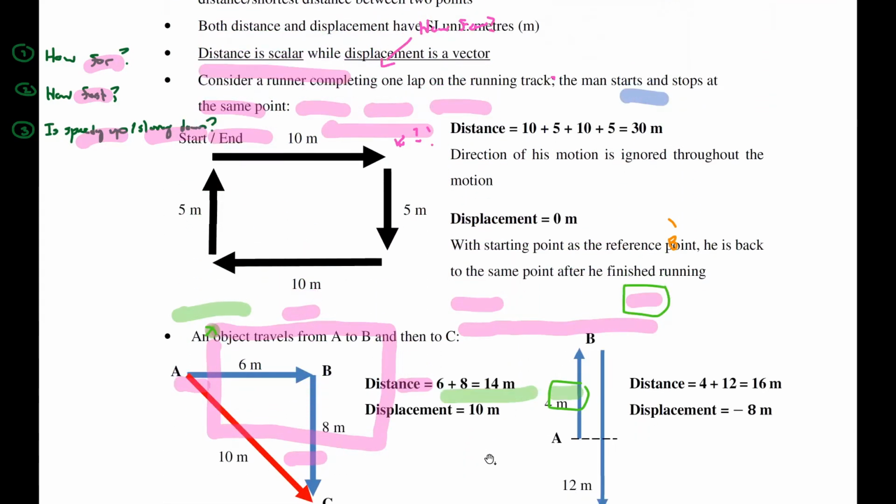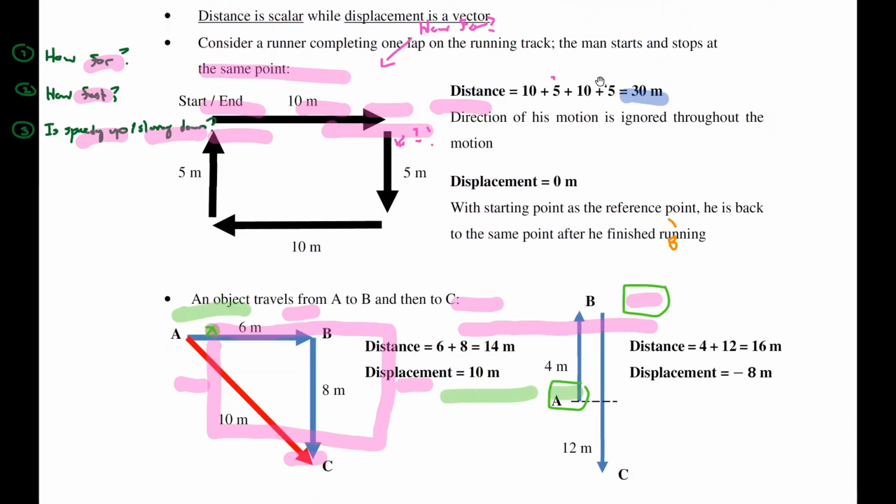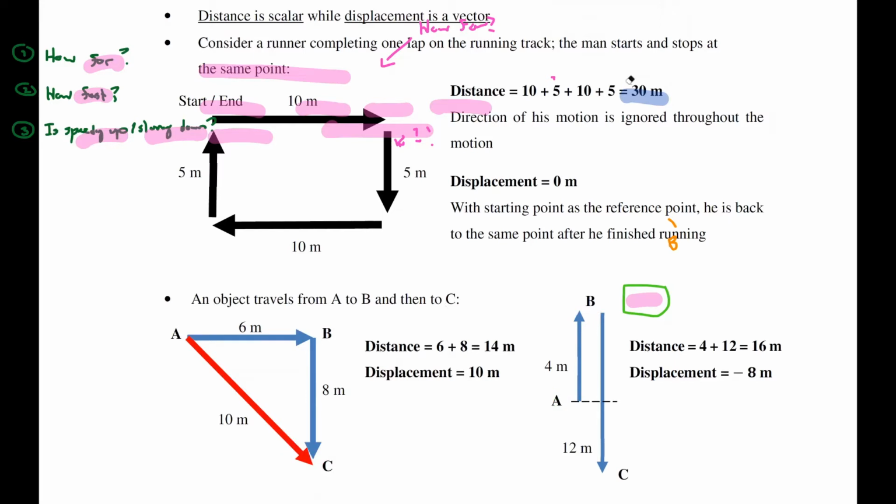Then after that, maybe you have some other cases like this, where we tell you an object travels from A to B and then to C. The first example is this one here, goes from A to B and then to C. Here we will say that your distance is just 6 meter plus 8 meter, giving you 14 meter.